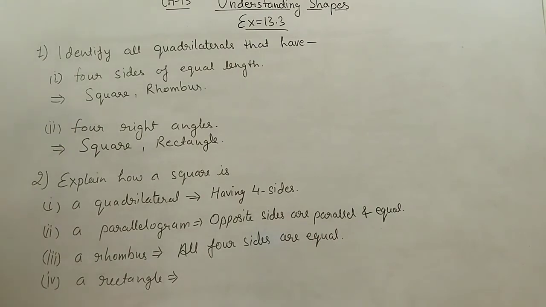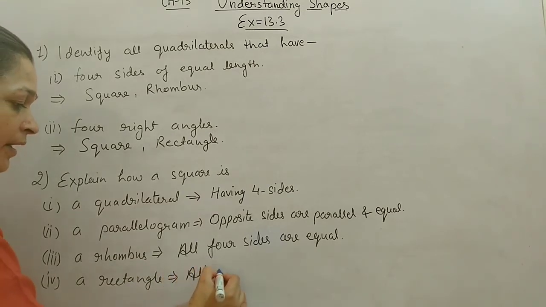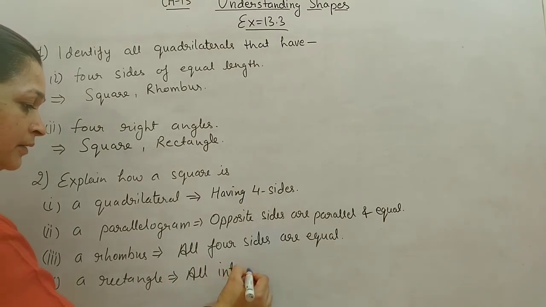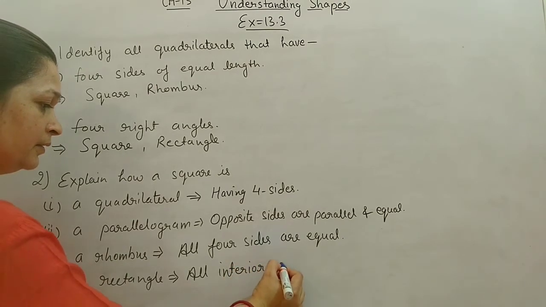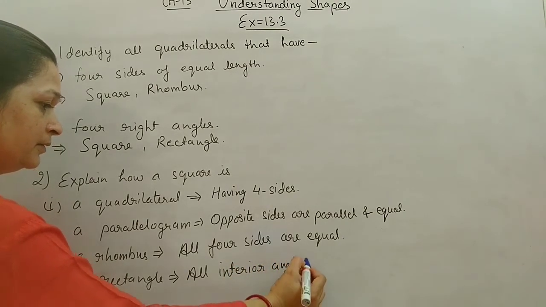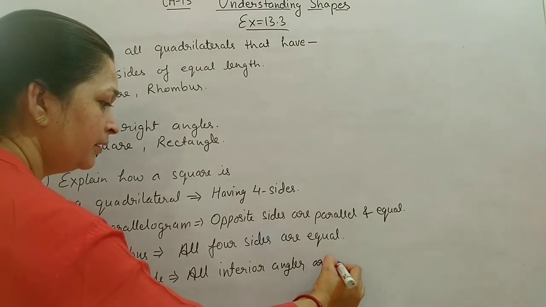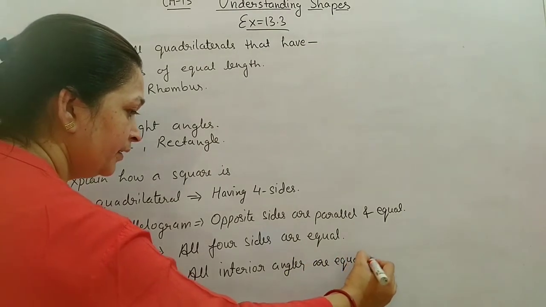Next one, a rectangle. Rectangle property is opposite sides are equal, then all the interior angles are 90 degrees. So these properties square will follow. We can write here, all interior angles are equal to 90 degree.